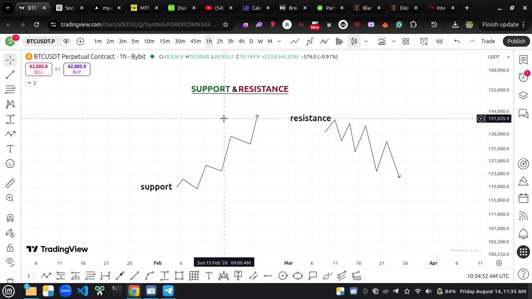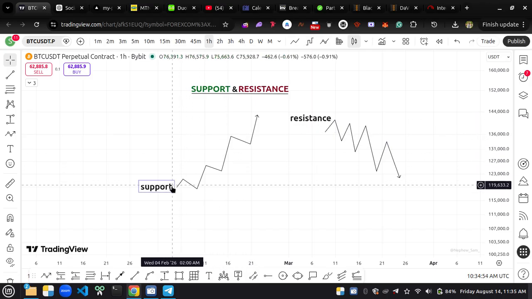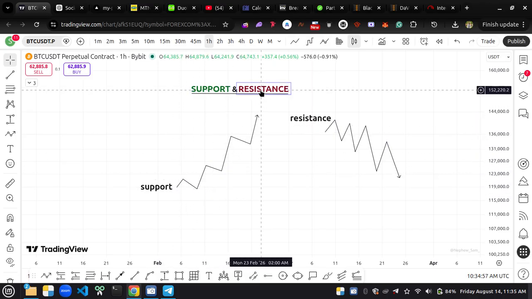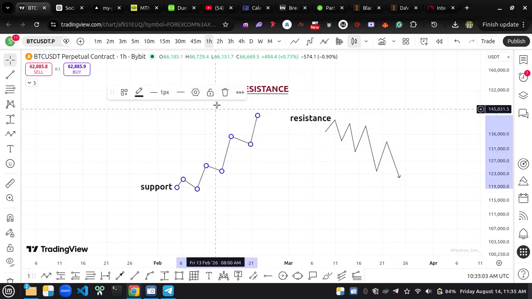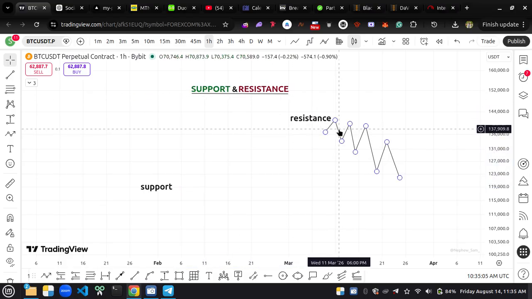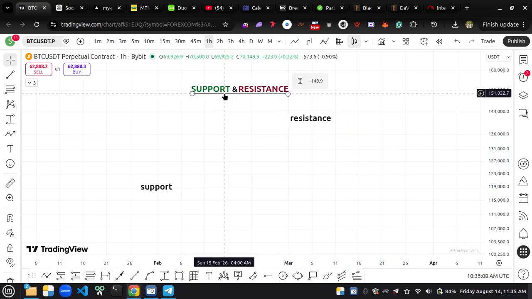So whenever you're discussing support, you're talking about going to the upside. When you're discussing resistance, you're talking about going to the downside. And that's why we have it as green and red, just to help you understand. And that's the basic concept about support and resistance.